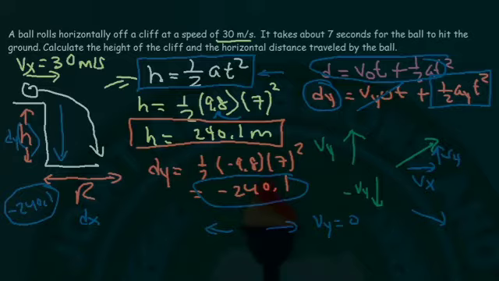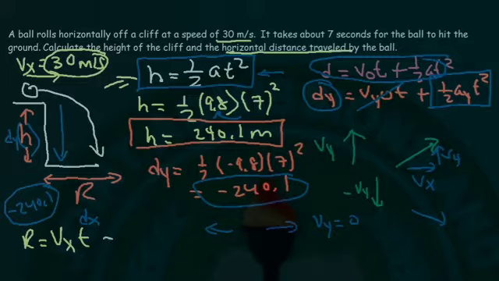Now the last thing we need to do is find the range. The range is basically the horizontal distance traveled by the ball. Now range is equal to Vx times t. Vx is the horizontal speed, which we already know. So basically it's 30 times 7, and that's equal to 210 meters.